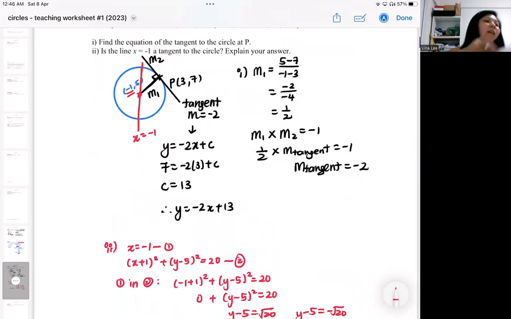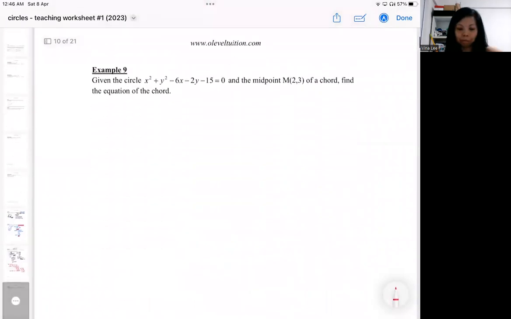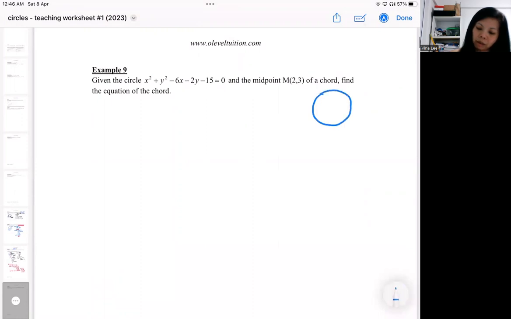So the tangent has a perpendicular property. The next one also has a perpendicular property. There is a chord here, and the midpoint of a chord. It is also related to one of the properties of a circle. One of the properties of a circle is that if there is a chord, the line from the center will cut the chord at the midpoint. So remember, this part is the perpendicular bisector of the chord.